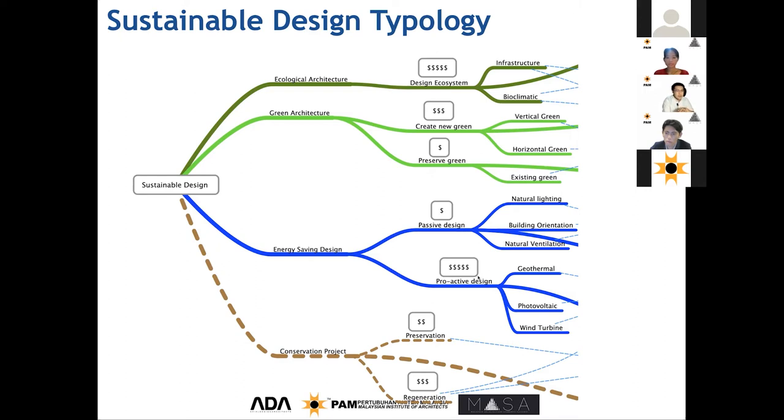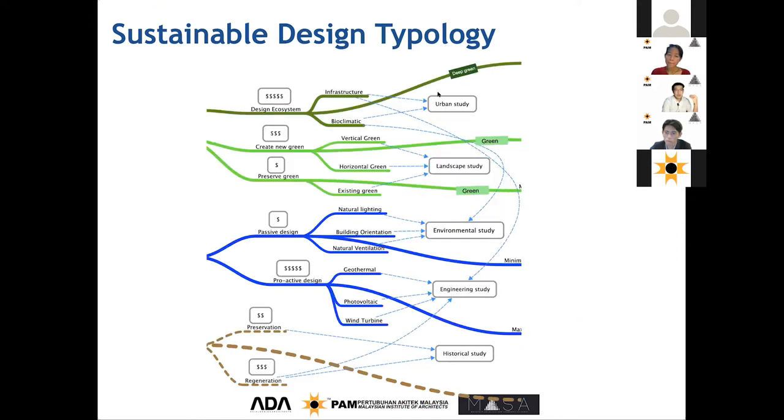And the conservation projects, I'm not going deep into today, are more on preservation, where either you preserve the building, or you regenerate the building program itself to reuse it. Now, different approaches need different knowledge. For example, to design ecosystems, you need urban study ideas. You need to know the environment, the habitats of the flora and fauna. To create new green or preserve the green, you need landscape study. For energy design, you need to understand the environmental climate, and for proactive design, you need to know engineering study. For preservation or conservation projects, you need to know historical study.